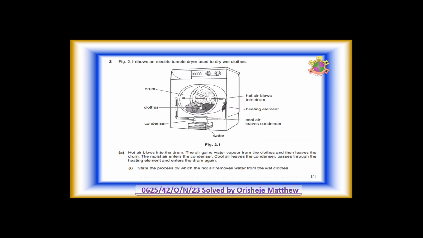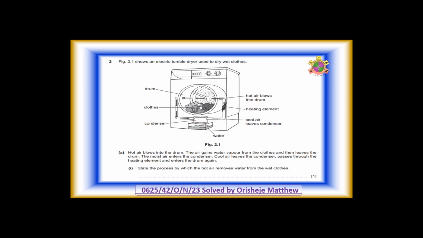Question 2. Figure 2.1 shows an electric tumble dryer used to dry wet clothes. Question 2a. Hot air blows into the drum. The air gains water vapor from the clothes and then leaves the drum. The moist air enters the condenser. Cool air leaves the condenser, passes through the heating element and enters the drum again.